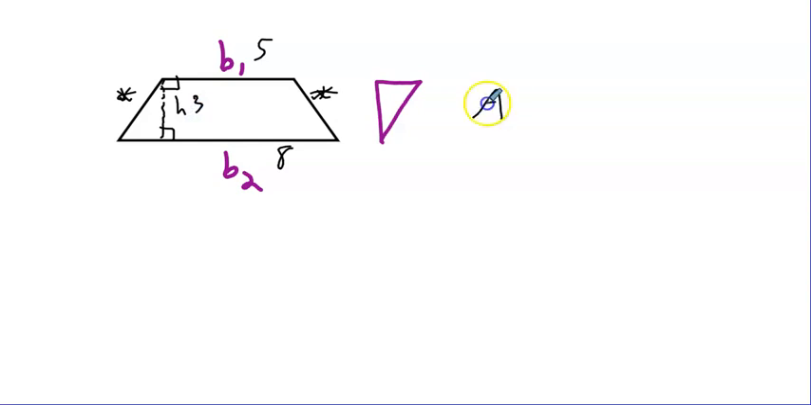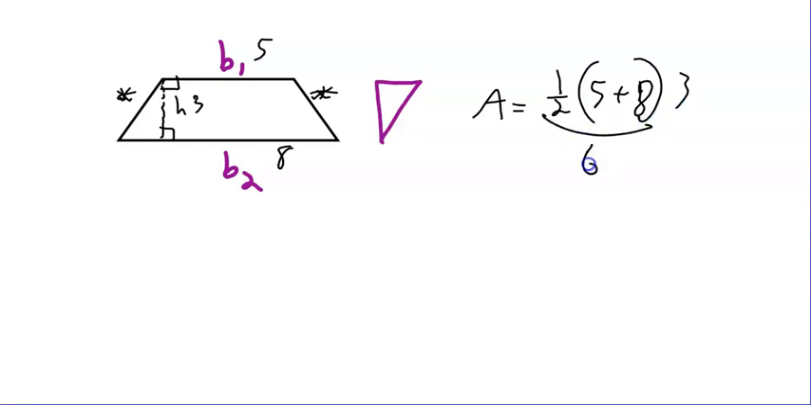Well, if you look at your formula sheet, area is 1/2 times base 1 plus base 2 times the height. All right? So 8 plus 5 is 13. Half of 13 is 6.5. So this is 6.5 times 3. And 3 times 5 is 15. Here's the 1. 18, 19. 19.5 units squared would be your area.